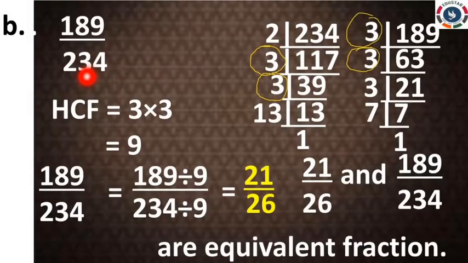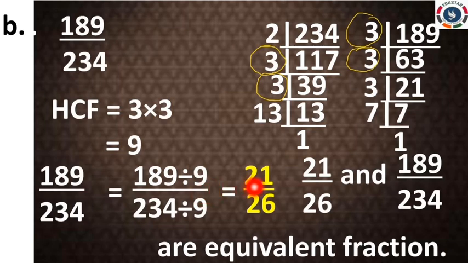189 by 234. You want to find the HCF of 234 and 189. After finding, you have to circle only the common factors and multiply the common factors. So here the HCF is equal to 9. So take and write down the question 189 by 234. Then you have to divide the values by the HCF.